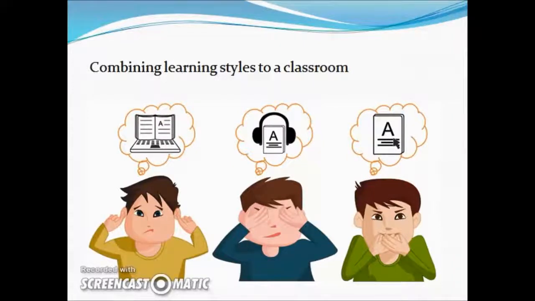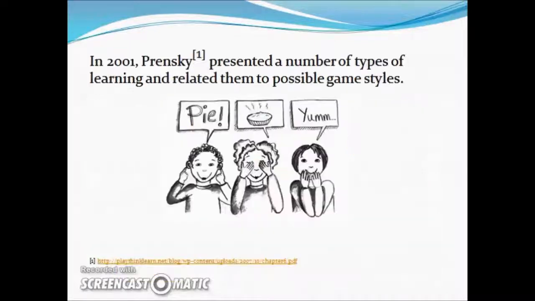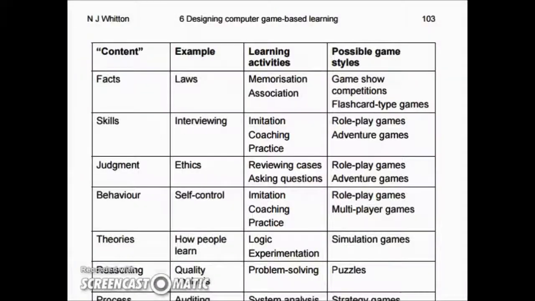Combining learning styles in a classroom has been a concern to teachers and professors over time, up until mobile technologies arrived. In 2001, Prensky presented a number of types of learning and related them to possible game styles. Prensky did not limit himself to the three main types of learning styles. Instead, he came up with his own learning styles. As you can see here, Prensky used many different types of learning styles such as facts, skills, judgment, behavior, theories, reasoning, and so on and so forth.